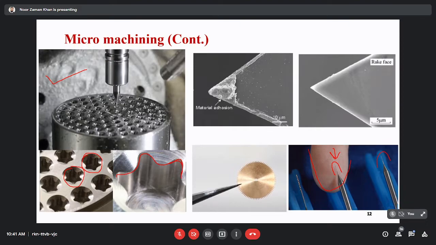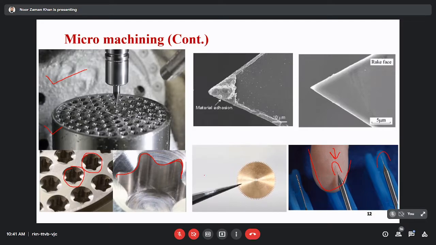Miniaturized feature. The component size is macro. This is a macro component, but we are producing micron size feature on this macro component. So this is nothing but the micro machining.